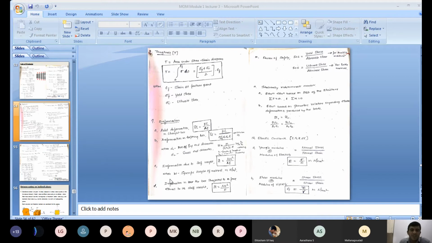No external force is acting on the bar. In the previous case, the bar we considered was in a horizontal position. If you consider a bar in vertical position with one end fixed, the force acting on the bar due to self-weight acts at the CG. Now what is the deformation of the bar due to self-weight? Delta L is equal to WL square by 2E.